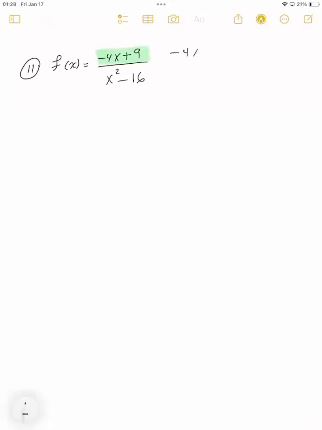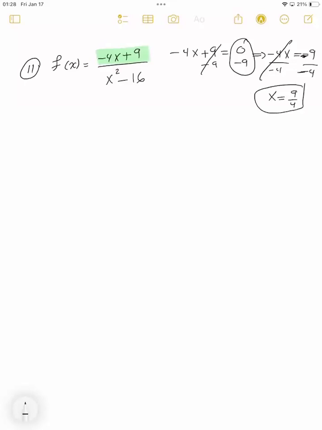So you go minus 4x plus 9 equal to 0. Subtract 9. You get minus 4x is negative 9 because 0 minus 9 is minus 9. Then divide by negative 4. You get x is negative over negative is positive. You get 9 over 4. Do not put this as negative 9 over negative 4. Alex is going to count it wrong. So your x-intercept is 9 over 4, comma 0.